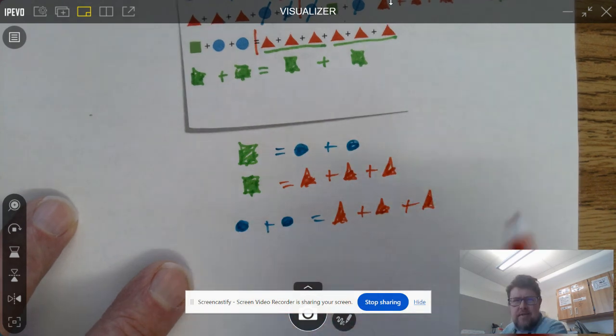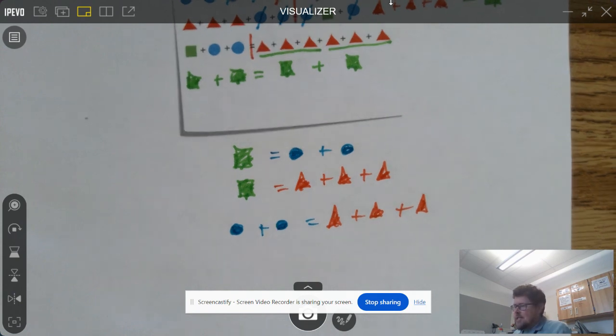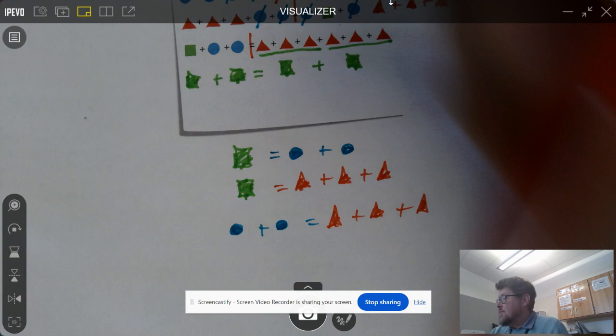Anyway, this is exactly what we do in algebra class or in math class. But instead of shapes, we use numbers, right? So it's the exact same thing we're doing.